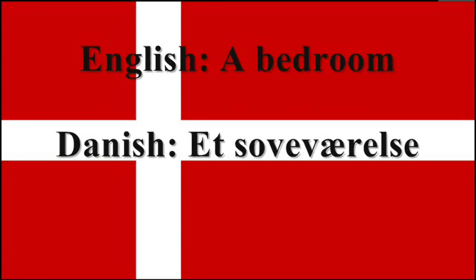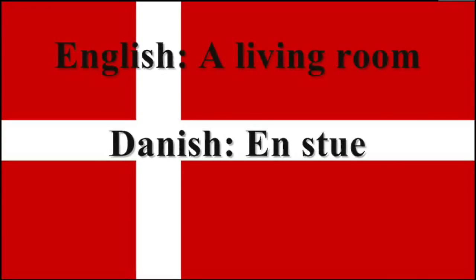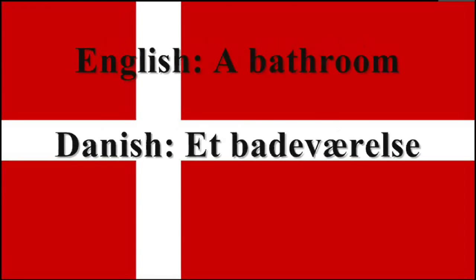The next word is a bedroom. In Danish we call it et soveværelse. The third word is a living room. In Danish we call it en stue. A toilet. In Danish it is called et toilet. A bathroom. In Danish we call it et badeværelse.